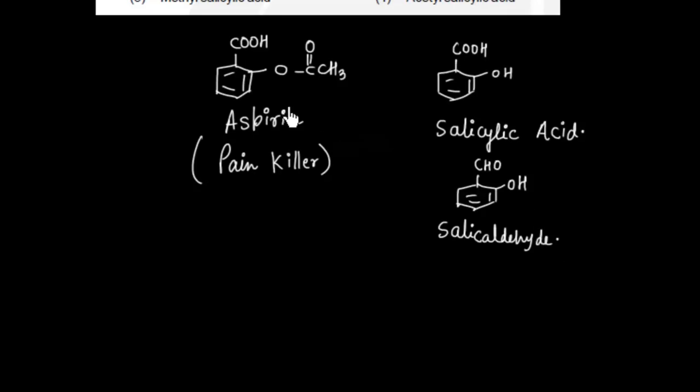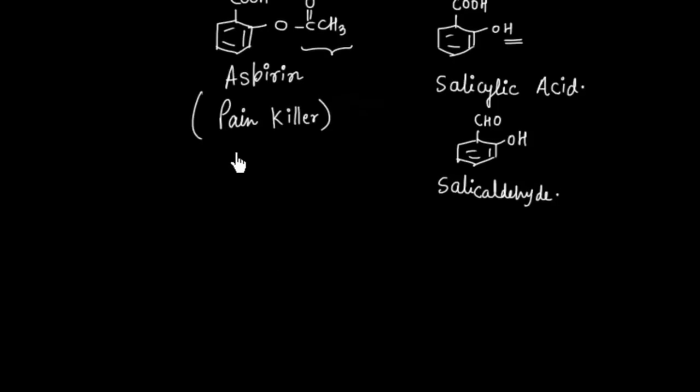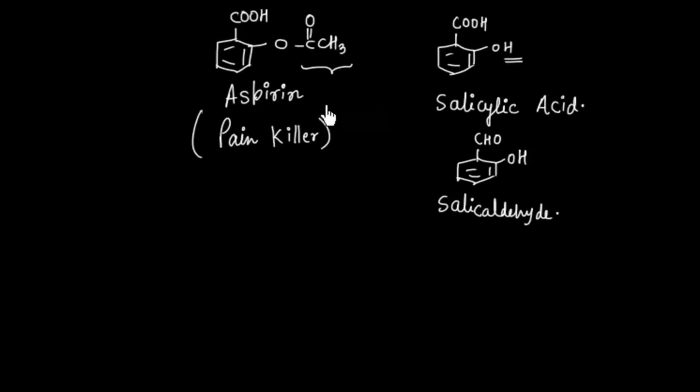Now if you see what is happening in case of aspirin, you have removed hydrogen and placed CH3CO group. Now CH3CO group is also called acetyl group. So this group is called acetyl group.